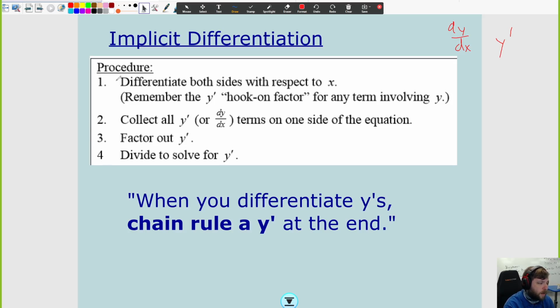So the first thing, you want to differentiate both sides with respect to x. The textbook that I've used says y prime is the hook-on factor for any term involving y. My way of saying this is when you differentiate the y's, you also have to chain rule, putting y prime at the end. All right?